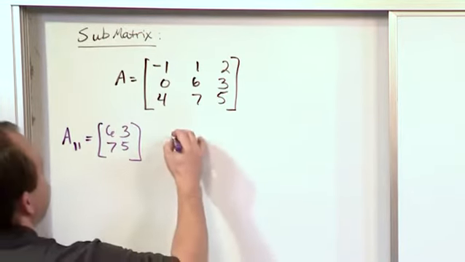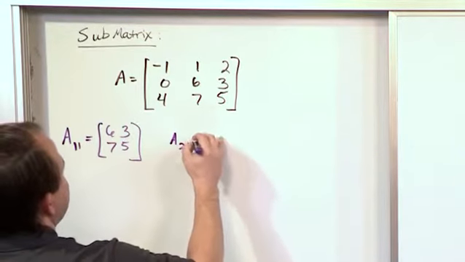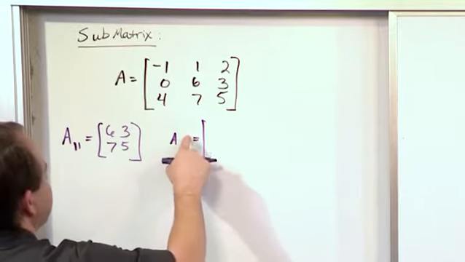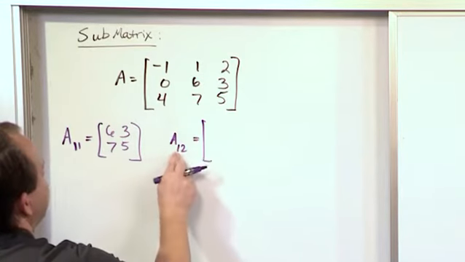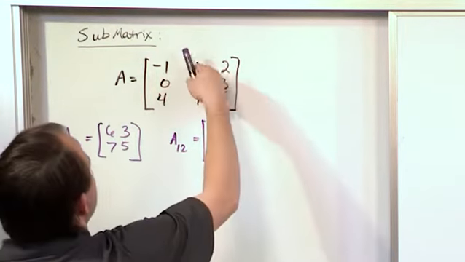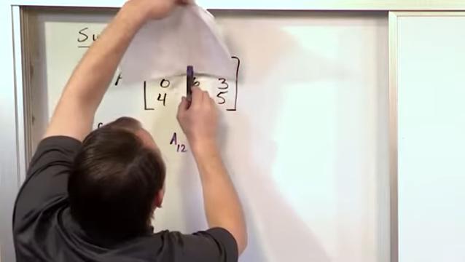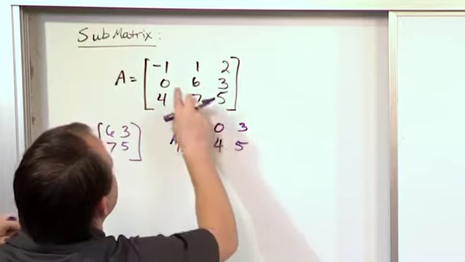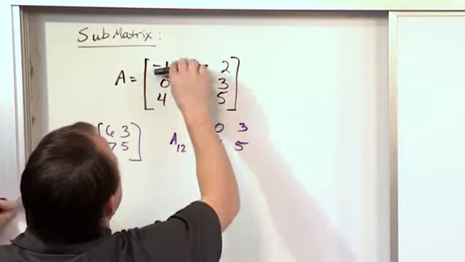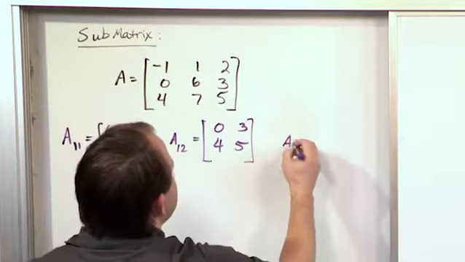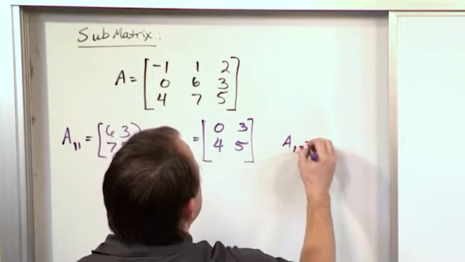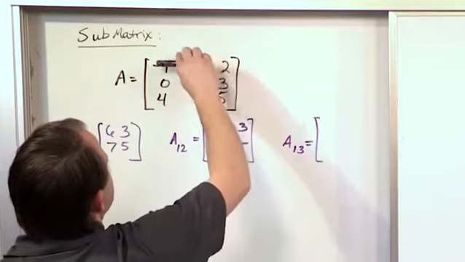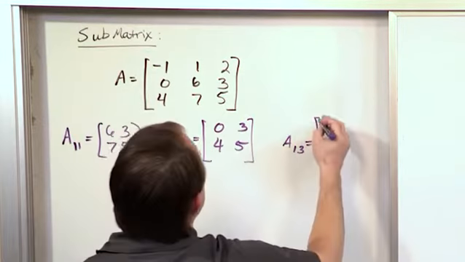And then we've already done this a lot, so I'll kind of fly through this. A1,2, which means row 1, column 2, would be covering this up. So I would have 0, 3, 4, 5, because I'm covering this up. And A1,3 is the submatrix formed by taking this element and covering this and covering this. So I have 0, 6, 4, 7.